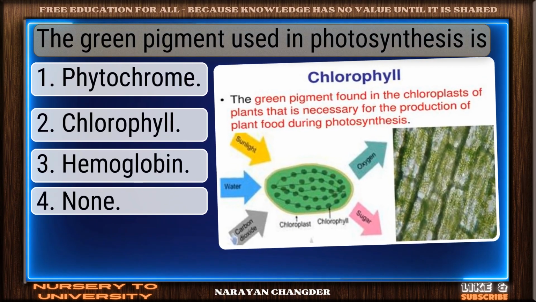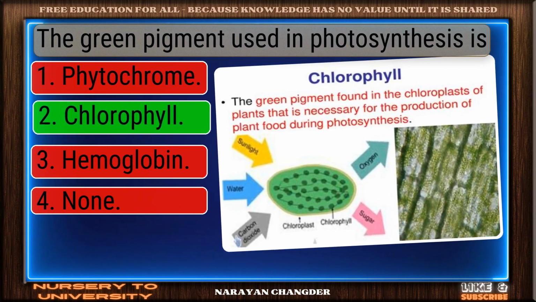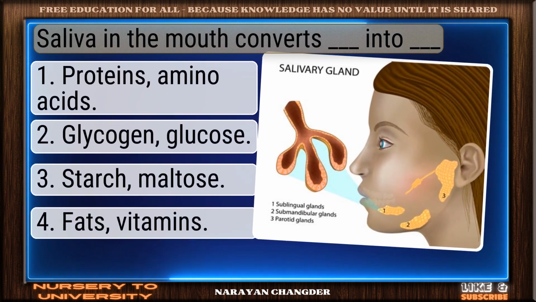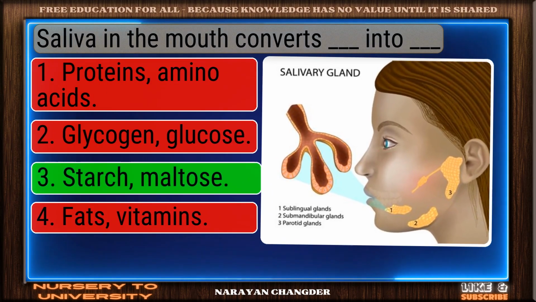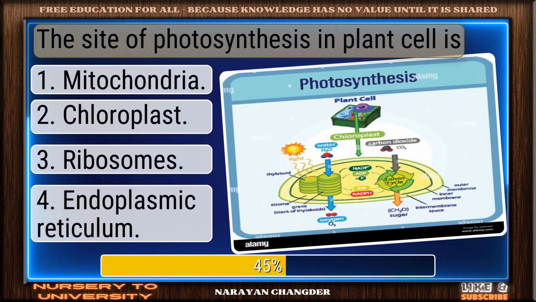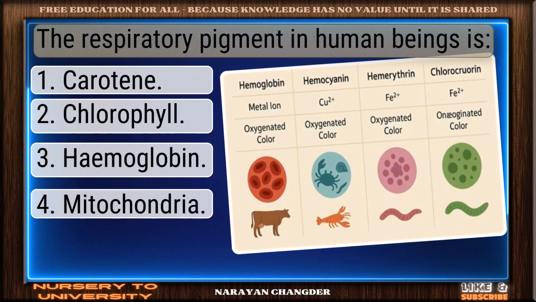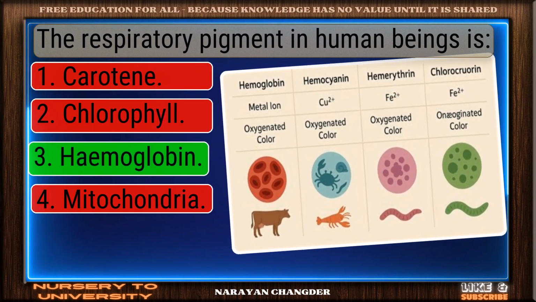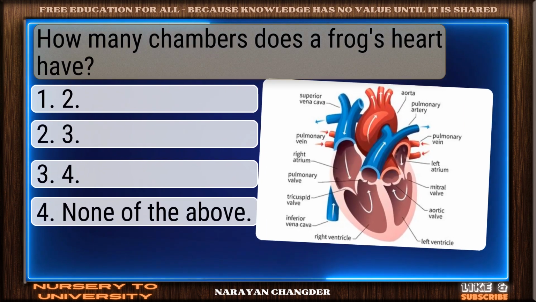The green pigment used in photosynthesis is. Well done. Chlorophyll is right. Saliva in the mouth converts dash into dash. Solid response. Starch, maltose is valid. The site of photosynthesis in plant cell is. Great job. Chloroplast is accurate. The respiratory pigment in human beings is. Excellent. Hemoglobin is well reasoned. How many chambers does a frog's heart have?